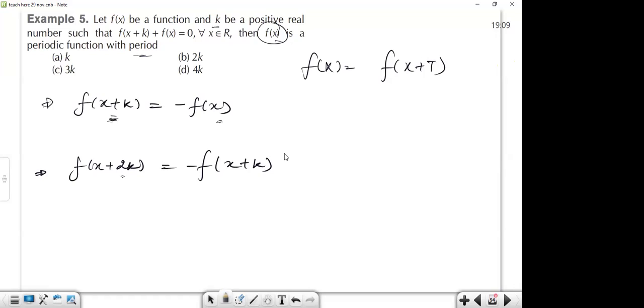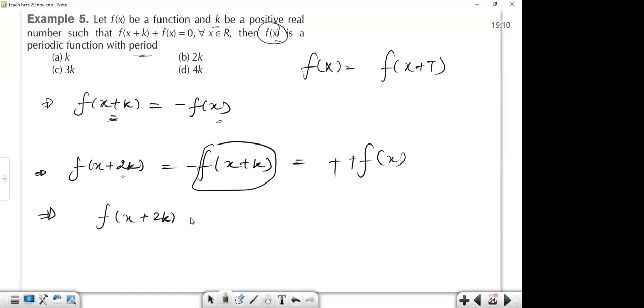Now, f of x plus k is the value we have already, which is minus of f of x, right? So minus of f of x, minus minus plus. Clear?